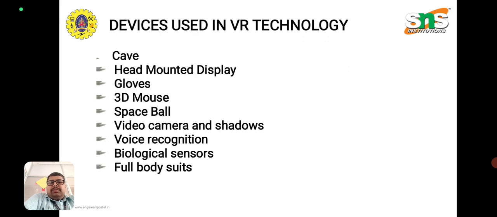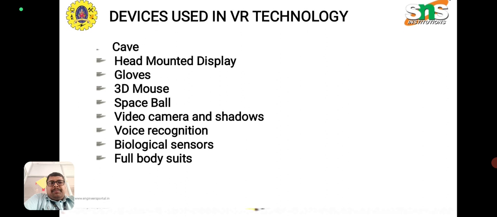Next, devices used in VR technology. The devices consist of CAVE, head-mounted display, gloves, 3D mouse, space ball, video camera, shadow, voice recognition, biological sensors, and full body suits. These are the devices which are used in VR technologies.